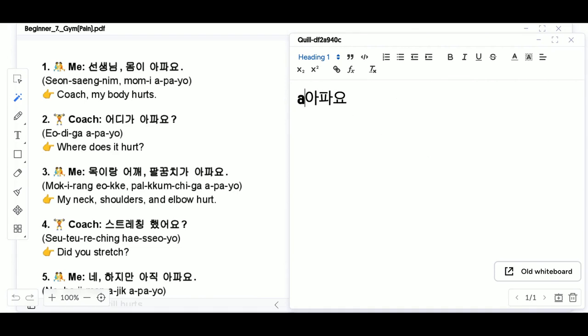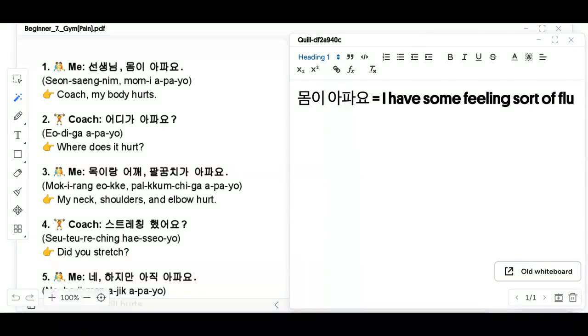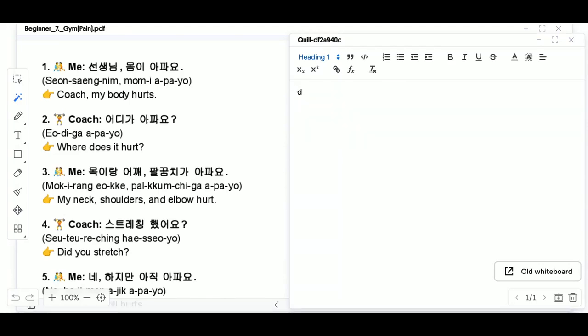So usually 몸이 아파요. It's more like my body hurts, right? It sounds like you have certain parts that are hurt. I mean, in this context, it is right. Like it says my neck and shoulder and elbow hurt. But if you say 몸이 아파요, it also has the meaning that I have some feeling like flu, like I have a fever or something. So naturally, flu also says 몸이 아파요.